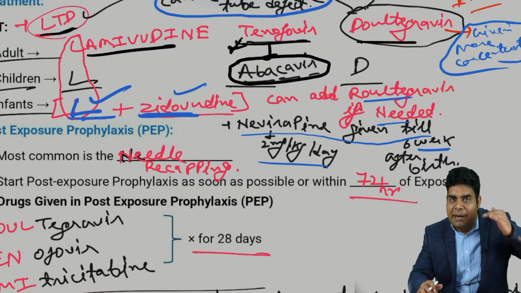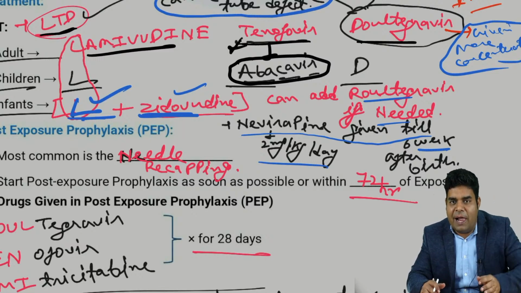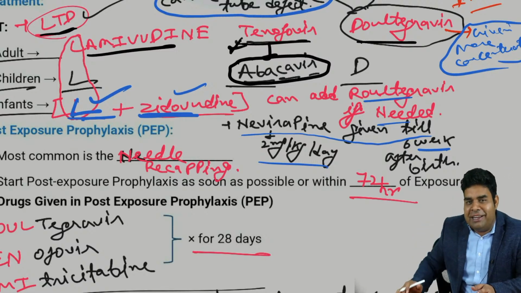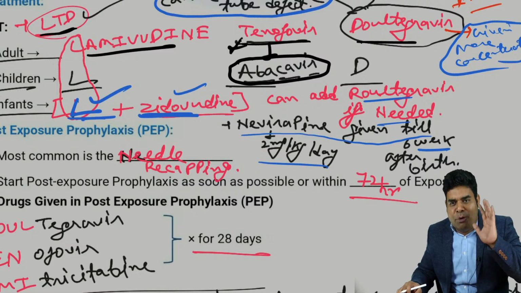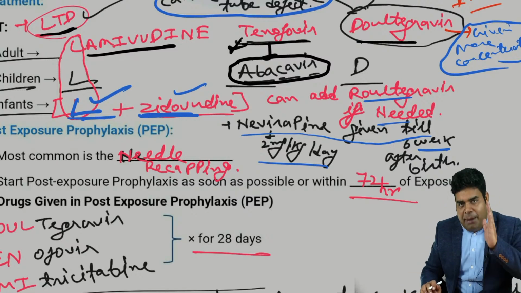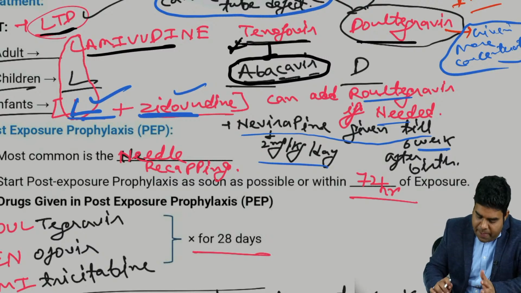So remember, limited for adults, lad for children, and whoever gets HIV, the L is attached to them. If you develop HIV, you are in a limbo state, you are left hanging. So L is there for sure. Lamivudine is for everyone for sure.